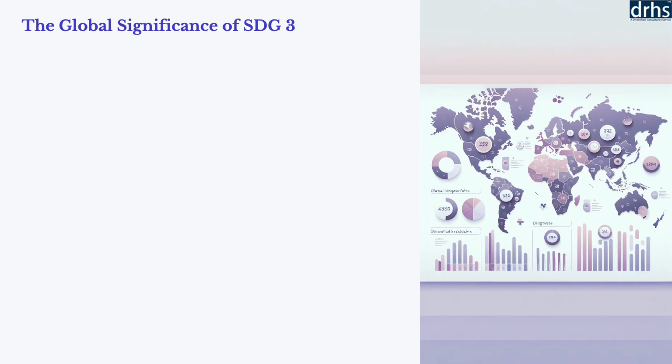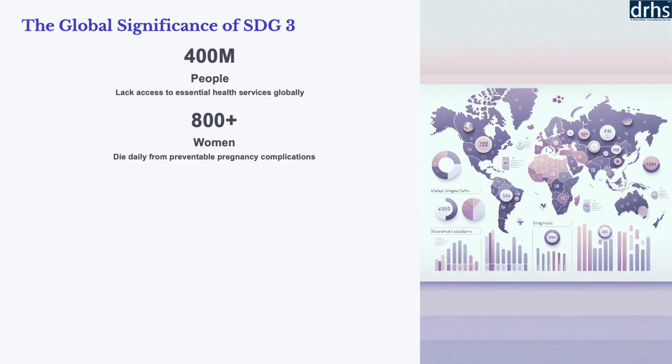The significance of Sustainable Development Goal 3, SDG 3, extends far beyond the health sector. It is a fundamental pillar of global stability, economic prosperity, and sustainable development. The stark statistics underscore its urgency. 400 million people lack essential health services, over 800 women die daily from preventable pregnancy complications, and 5.2 million children die annually before their 5th birthday.